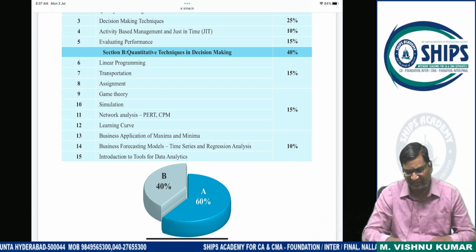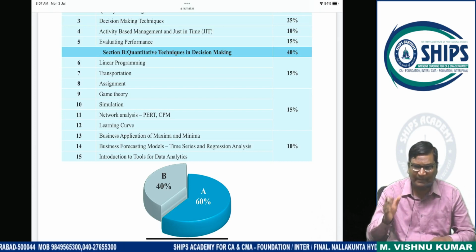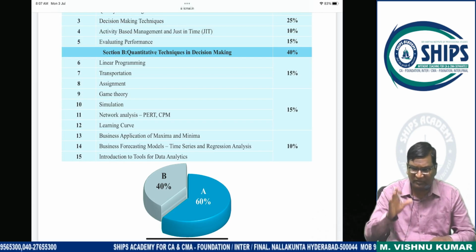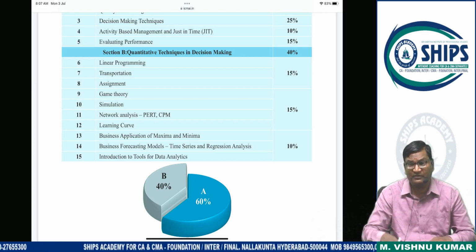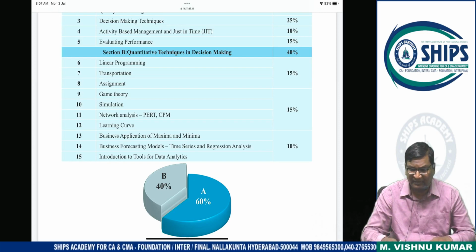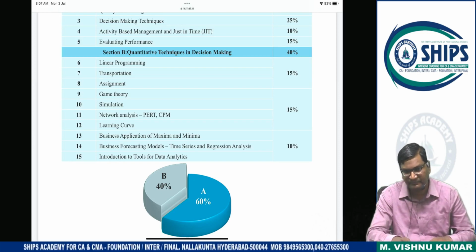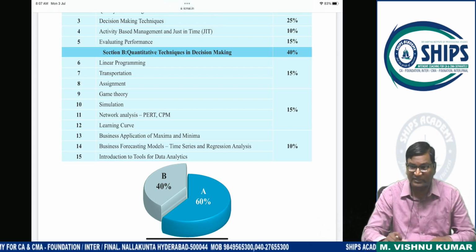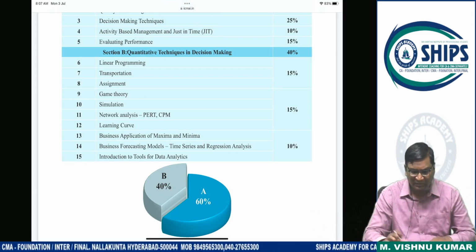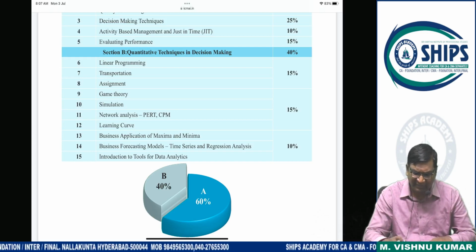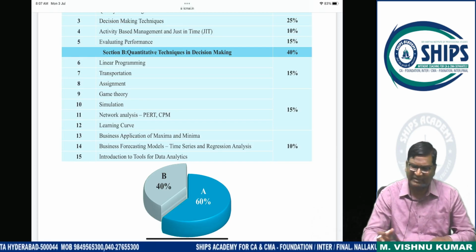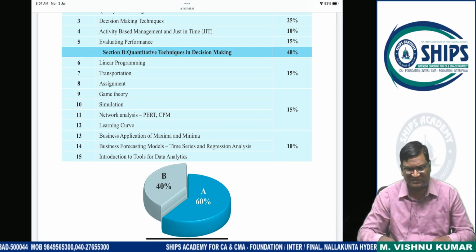Initially your timings will be 2 hours. After that your class will be for 3 hours. Your class will be for morning 7 to 10, evening 6:30 to 9:30. Okay, this will be the schedule. Understand? So if 3 hours class we schedule now, it will be completed in 60 classes. 60 classes into 3 hours, 180 hours. So every subject will be completed in 160 to 180 hours. Okay?